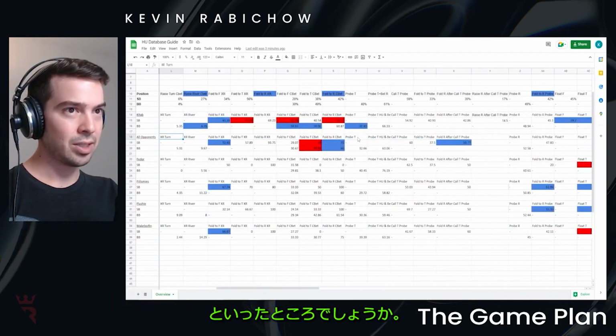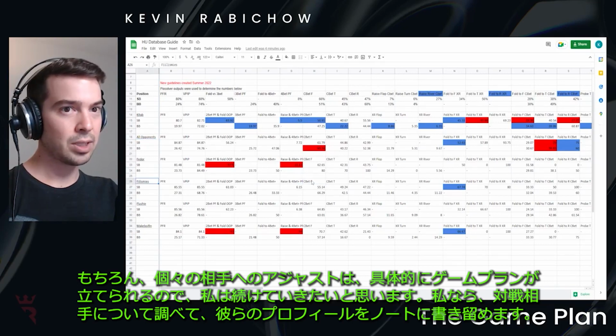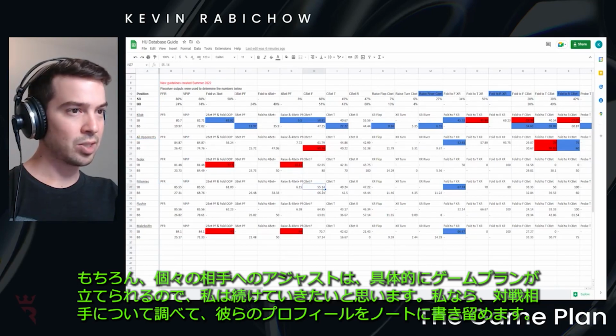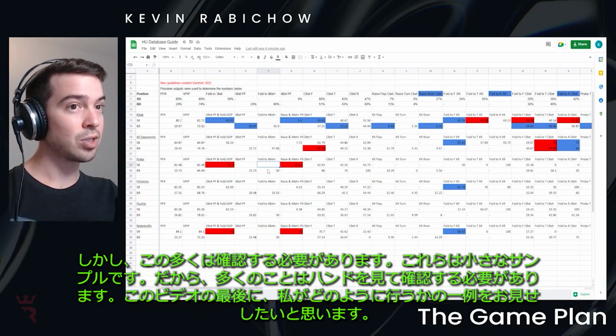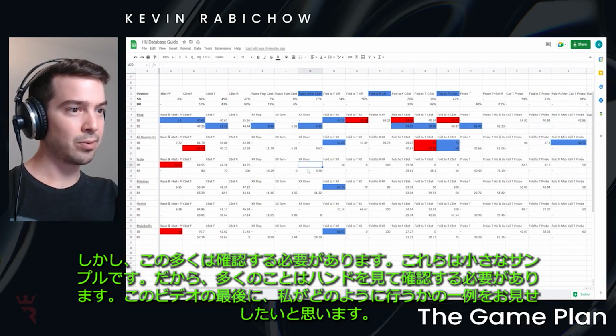And that's about it. The individual adjustments, of course, can be specifically game planned to the degree that you would like. I would go in and do some research on these opponents and write up notes on what their profile is. But a lot of this needs to be confirmed. These are small samples, so much of this needs to be confirmed through hands. I'll maybe show, to wrap up this video, one example of how I would do that.